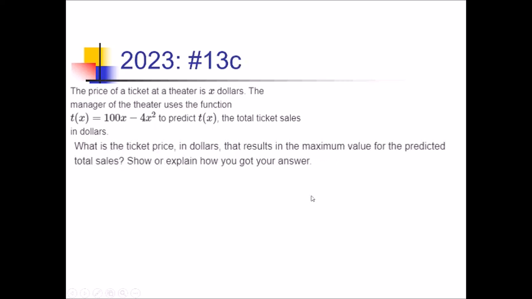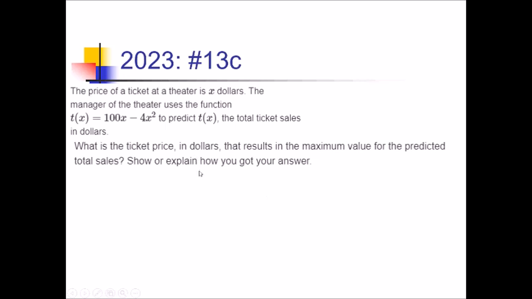For part C, we're asking for the ticket price in dollars that results in the maximum value for predicted sales, and they want to know how we got the answer. One way you could try this is plugging in a bunch of values and seeing what that looks like. Unfortunately, you wouldn't be guaranteed you plugged in the exact value that gave you the maximum. It might be a whole dollar amount, it might be like a certain number of dollars and 25 or 50 cents, or even something in between. So we need something a little bit more rigorous to get the maximum.